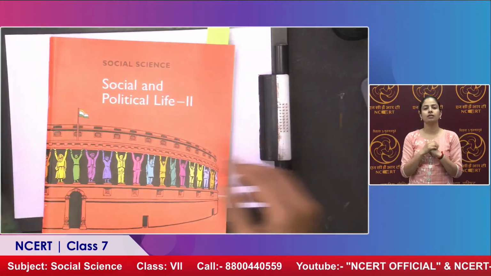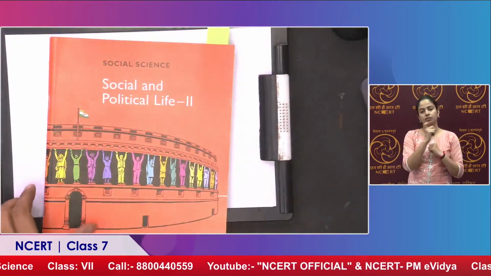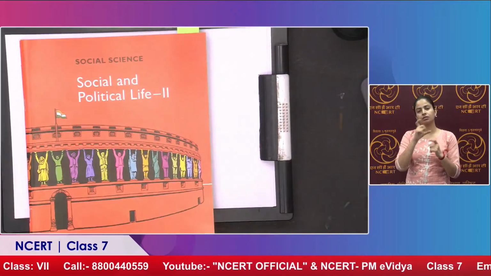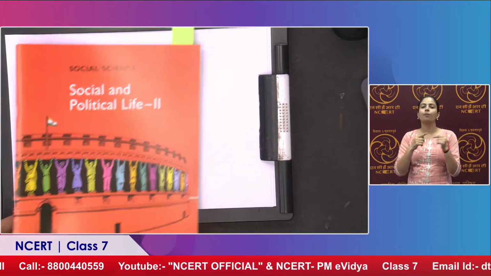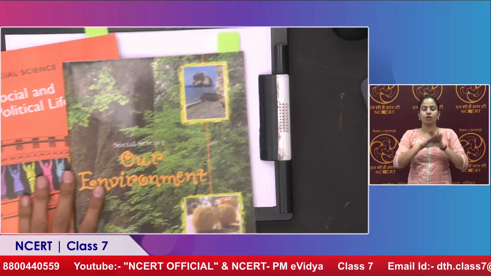For geography we had Our Environment for class 7, and the other is Social and Political Life, which is for political science. In order to deal with the social sciences, there were 3 different books, as you can see.